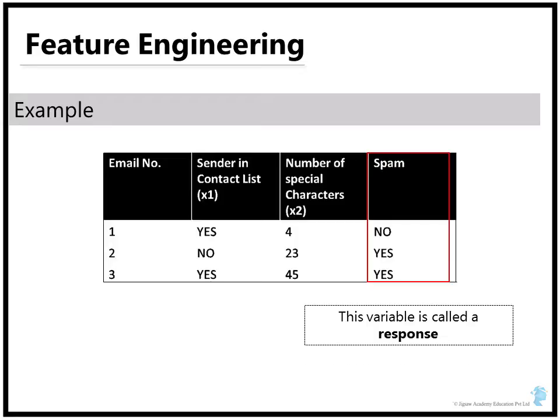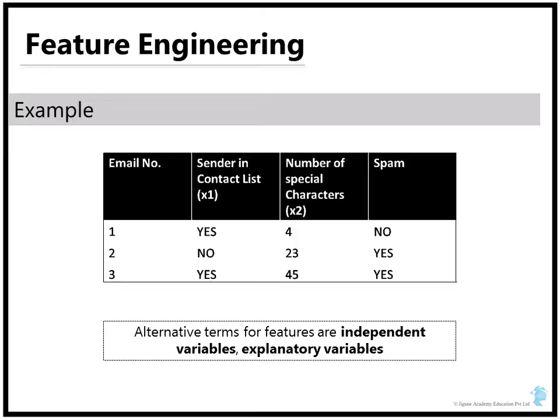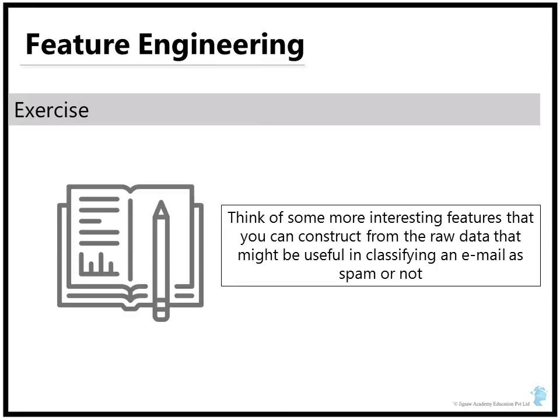So this variable is called a response. Other popular terms are outcome or dependent variable. As a matter of fact, some alternative terms for features are independent variables, explanatory variables, and things like that. As an exercise, you can think of some interesting features that you can construct from the raw data set of the email and see what all can help in doing some feature engineering.